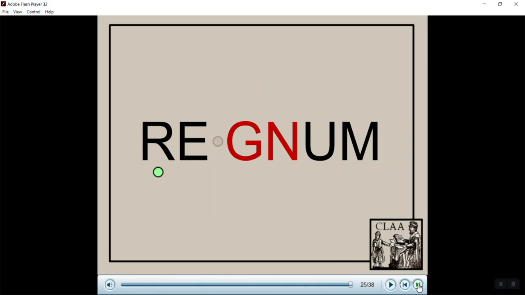Let's look at an example of a word in Latin where we find the letters G and N together. In Classical Latin, we would read this word as regnum. In Church Latin, the sound changes. We would read this word in Church Latin as renyum. In Classical Latin, it would be regnum. In Church Latin, it's renyum.